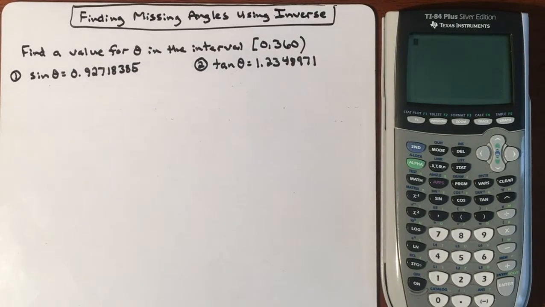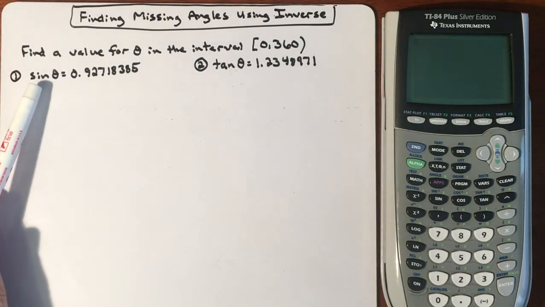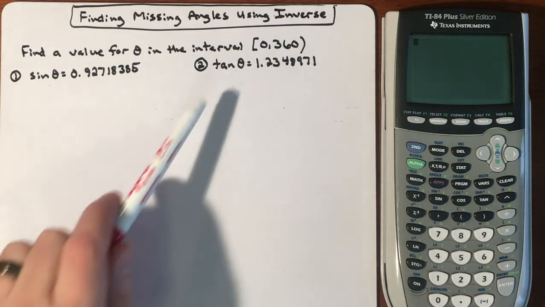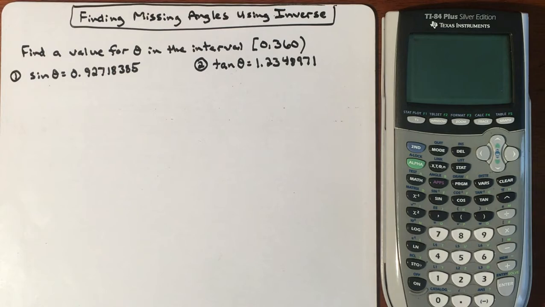In this lesson, we're going to be evaluating trig values, but we're going to use the inverse. So we're going to be looking for an angle measurement that, if you did sine of that angle measurement, you're going to get this decimal, or tangent of this angle, you're going to get this decimal, and our interval is going to be between 0 and 360.